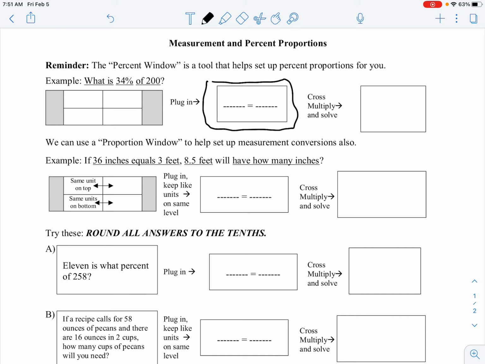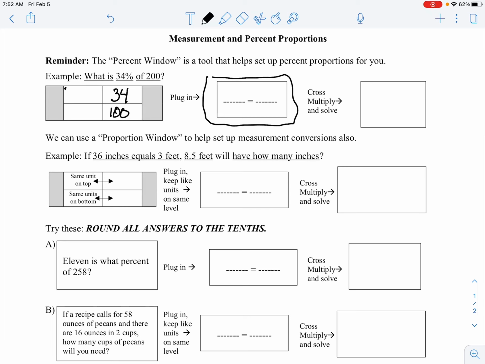Just a quick reminder from yesterday, our percent window is a tool that can help us set up and solve percent proportions. 100 is always going to go in the bottom right corner, and right up above that is our percent. So we have 34% here. And then remember, our is number goes up top here, and our of number goes down here.